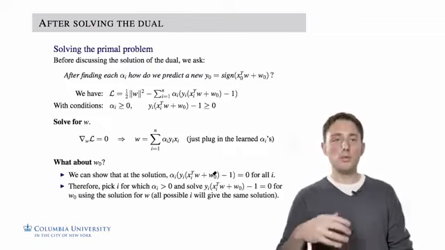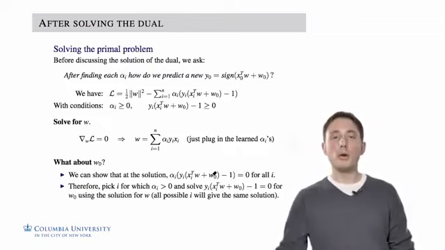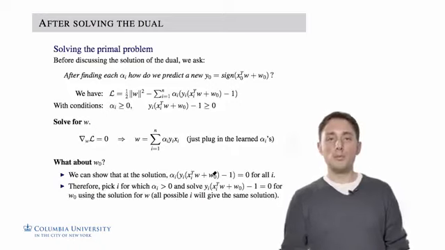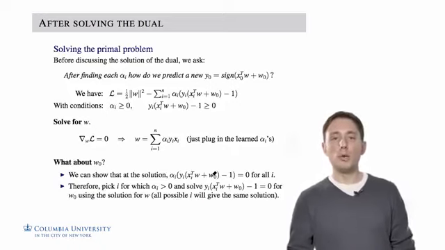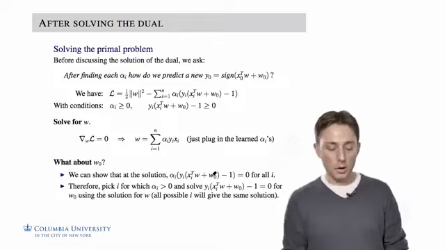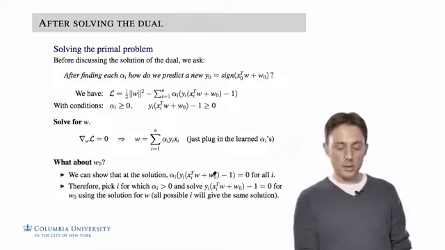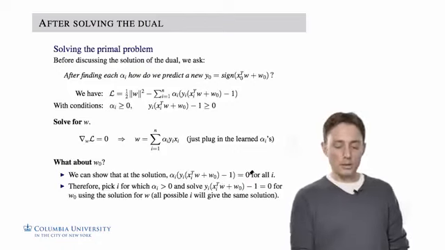So we've run our algorithm, gotten alpha 1 through alpha n. Some of them, a lot of them will be 0. Some of them will be positive numbers, greater than 0. We pick one of the positive numbers, and then knowing the fact that this product has to equal 0, we can now solve for W naught.